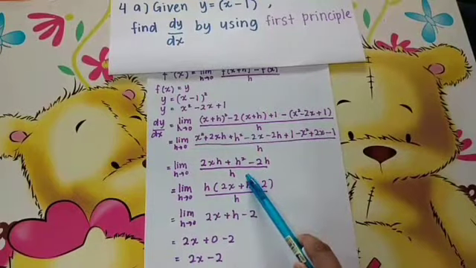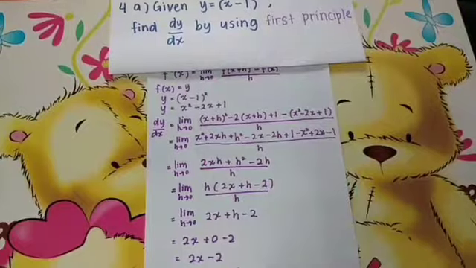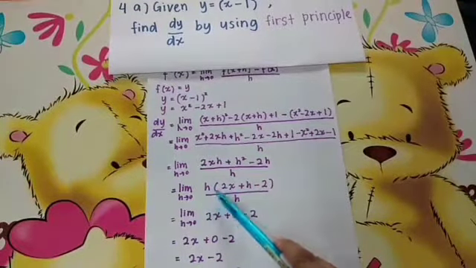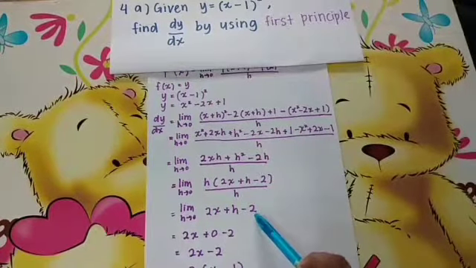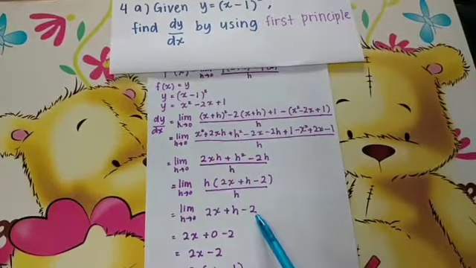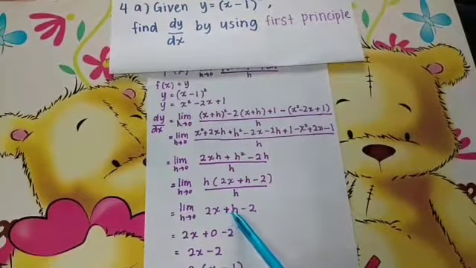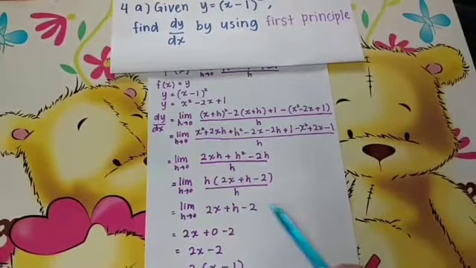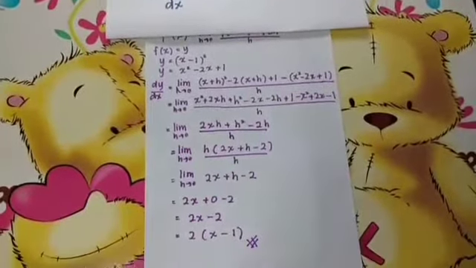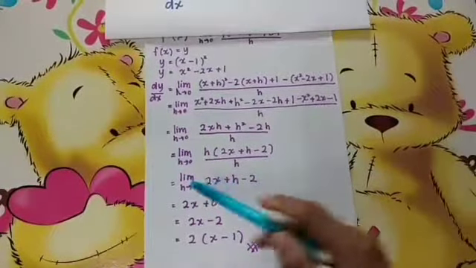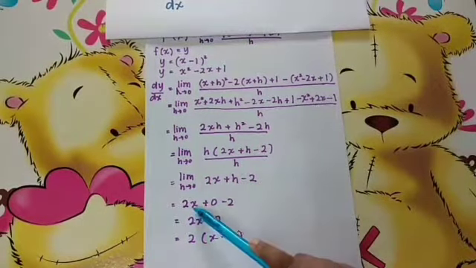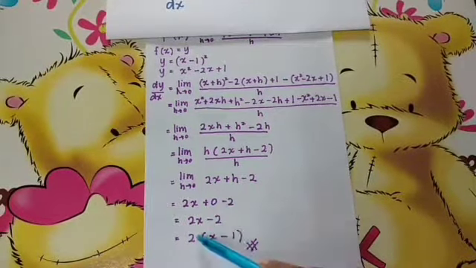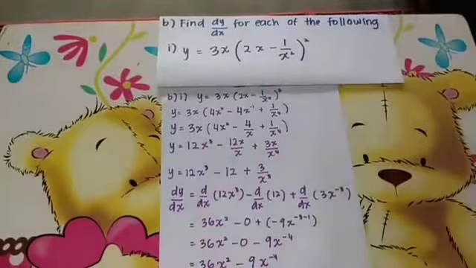And then we get this equation. And we have to factorize the h to get rid of the h. And then we got the limit as h approaches 0 of 2x plus h minus 2. After that, we substitute the h approaching 0 to the h, and we get 0 for the h. So we get 2x.